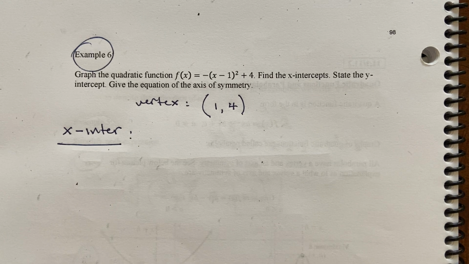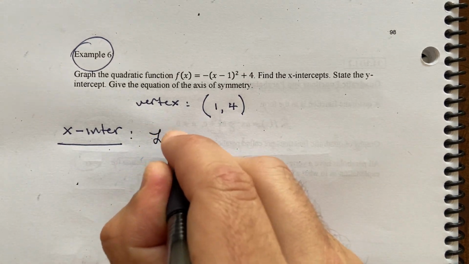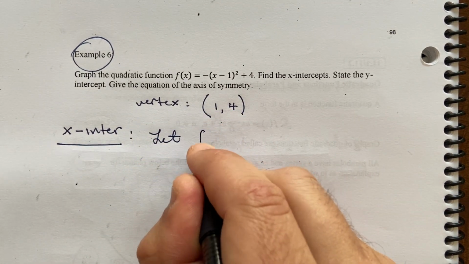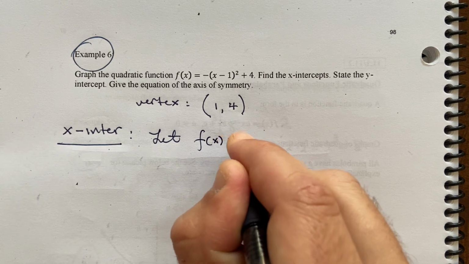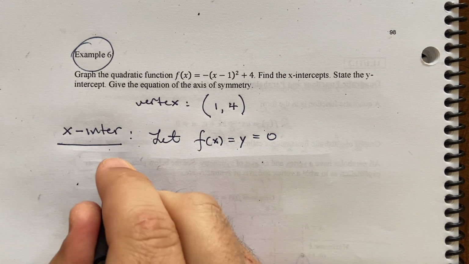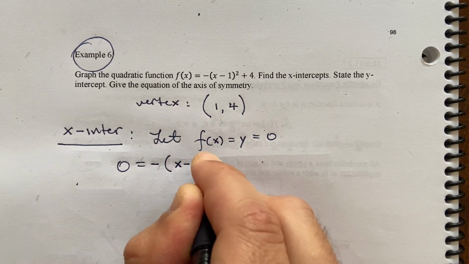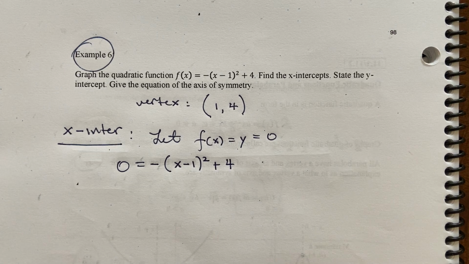Okay, so to find an x-intercept, we let what happen? So we let f of x, which equals y, equals 0. So I'll plug in a 0 on the left, and then I'll have negative (x minus 1) all squared plus 4. I need to solve this.